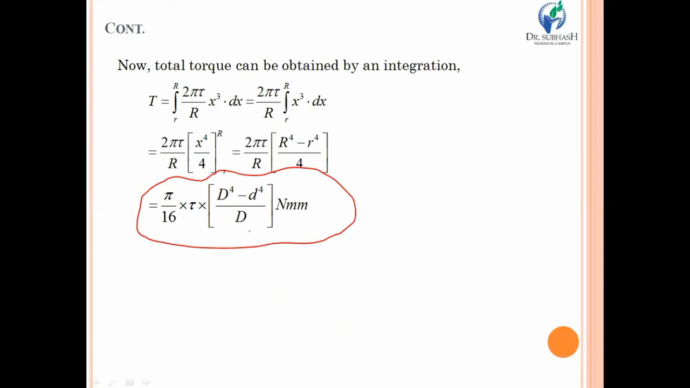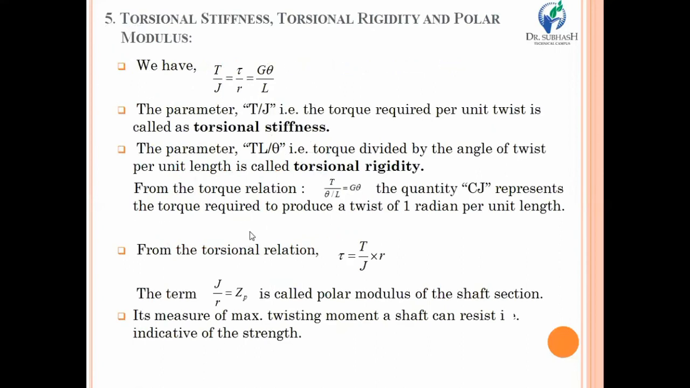This is the relation in case of a hollow shaft, which transmits the torque as well as twisting moment. Now, after the discussion on strength of hollow and solid shaft, let's discuss a few terminologies like torsional stiffness, torsional rigidity, and polar modulus.